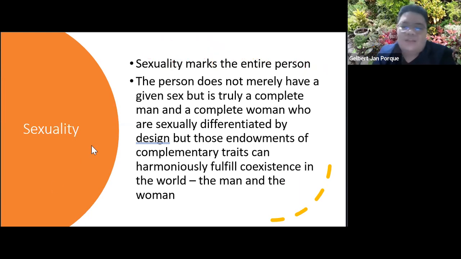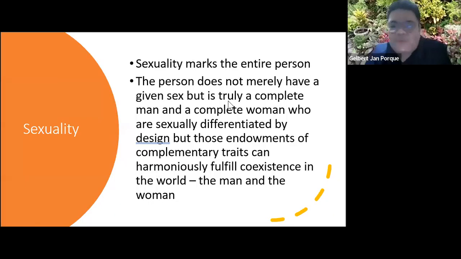Now, when I talk about sexuality, you need to think that sexuality marks the entire person. Okay, it marks the entire person. This means that the person does not merely have a given sex, but is truly a complete man and a complete woman who are sexually differentiated by design, but those endowments of complementary traits can harmoniously fulfill coexistence in the world. Okay? If you would look at this, it might appear deep. No, I actually read this several times earlier.